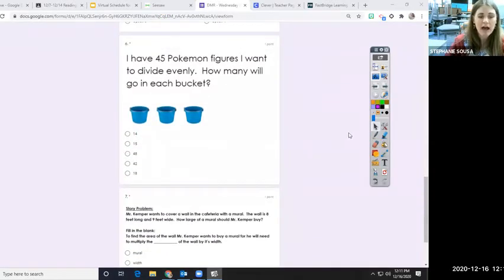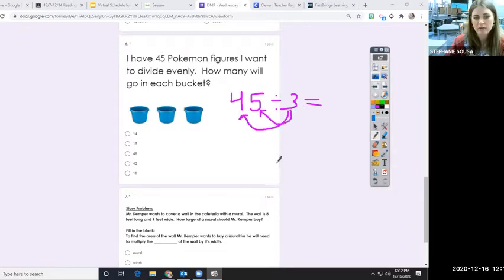6, I have 45 Pokemon figures because my name is Steve Rogers and I want to divide evenly. How many will go in each bucket? Well, I have 45 and there are 3 buckets. So I'm going to think 3 will go into 4 one time and 3 will go into 5 one time. So I'm going to start at 11. Let's add 11 3 times. That's going to give me 33. So my answer is going to be bigger than 11.